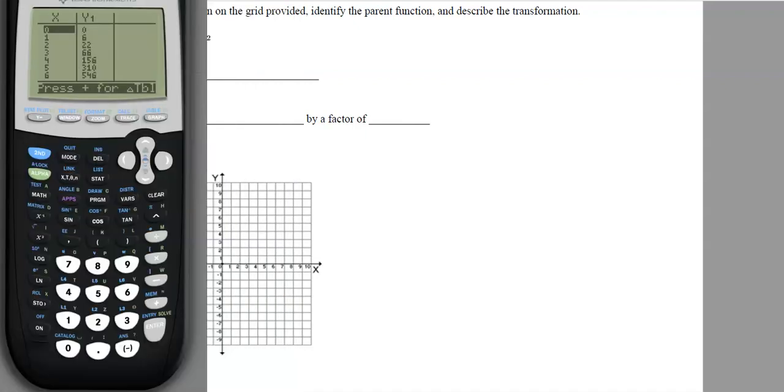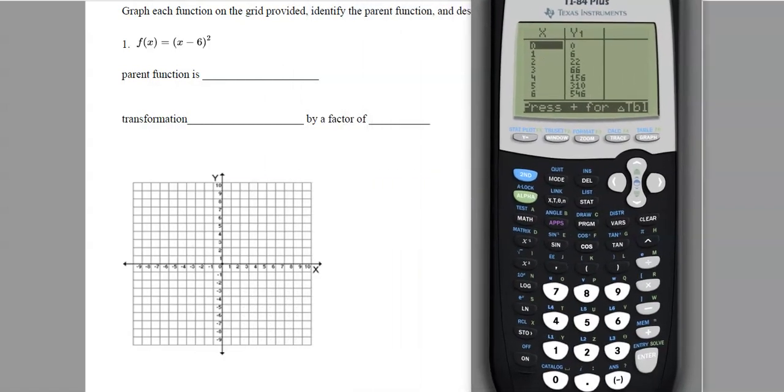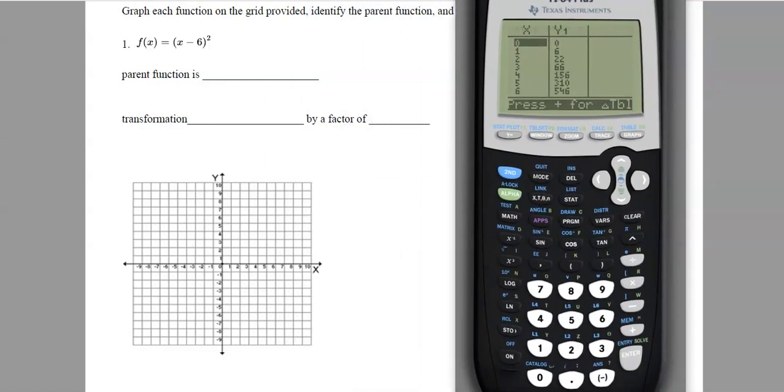So I'm going to open this thing up and come over here and punch in. I'm going to go to y equals. I'm going to clear out what's in there. And we want to do parentheses x minus 6 parentheses, and I want to square that. And let's lock it in, and let's graph it and see what it looks like.